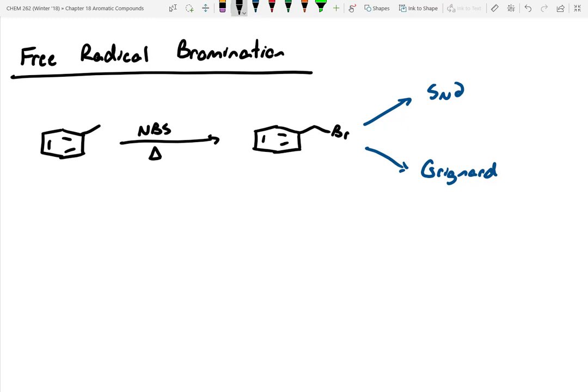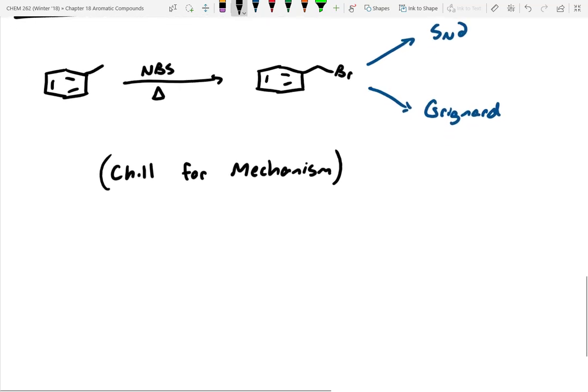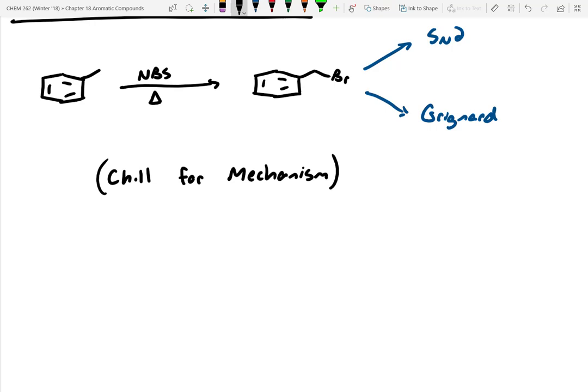I'm not going to go over the full mechanism because it's actually the same as the chapter 11 mechanism. So make sure you go back and review the mechanism if you are rusty at all. We're not going to spend lecture time on it though. Does that make sense? All right, the neat thing with this sort of halogenated system is you've got a lot of versatility with it, like I said. So let's take a look at some of the substitution chemistry.